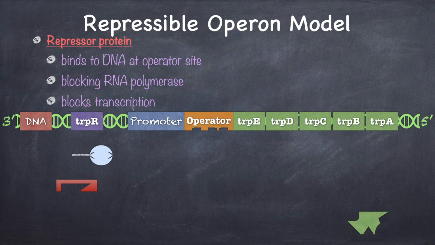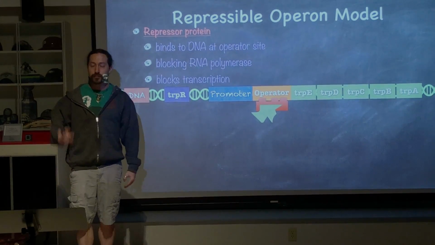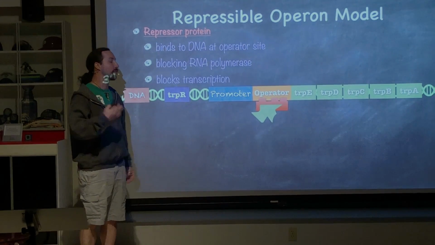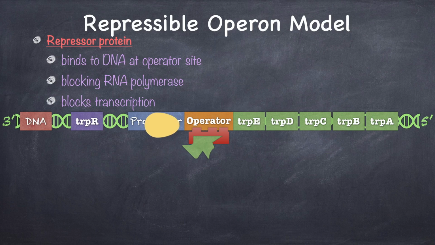The product is able to bind with the repressor protein, which makes it active, where it can now attach to the operator. Once the repressor protein has attached to the operator, RNA polymerase is unable to transcribe those genes. It gets blocked.